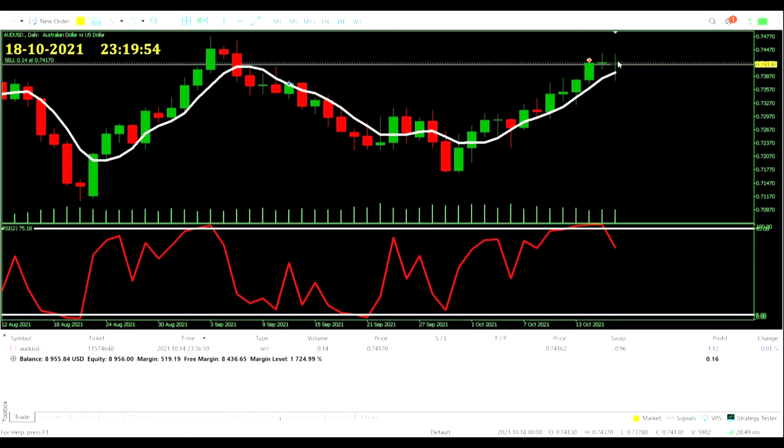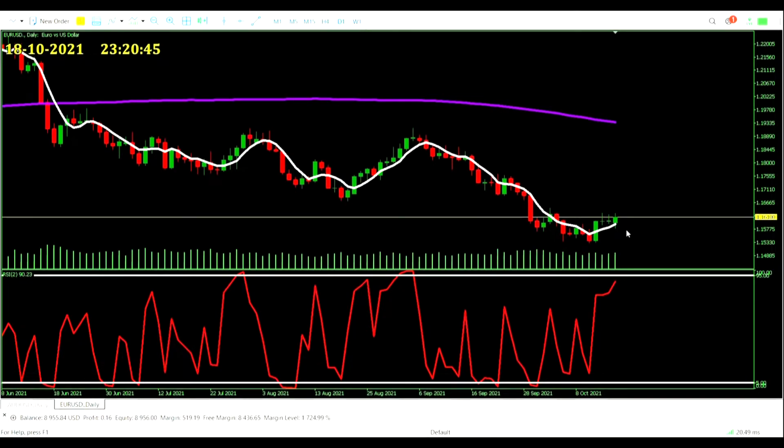See if we've got any other trade entries out there. Euro US dollar looking like it could get to a signal in the next couple of days. RSI at 90.23, getting very close to overbought, and price well below our 200-period moving average. Let's have a green candle like that one, and we'll get that signal.